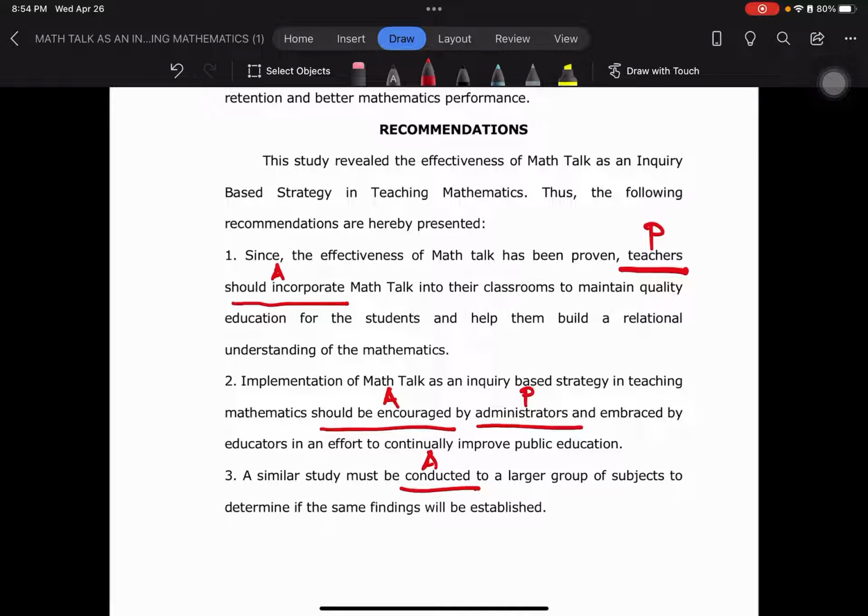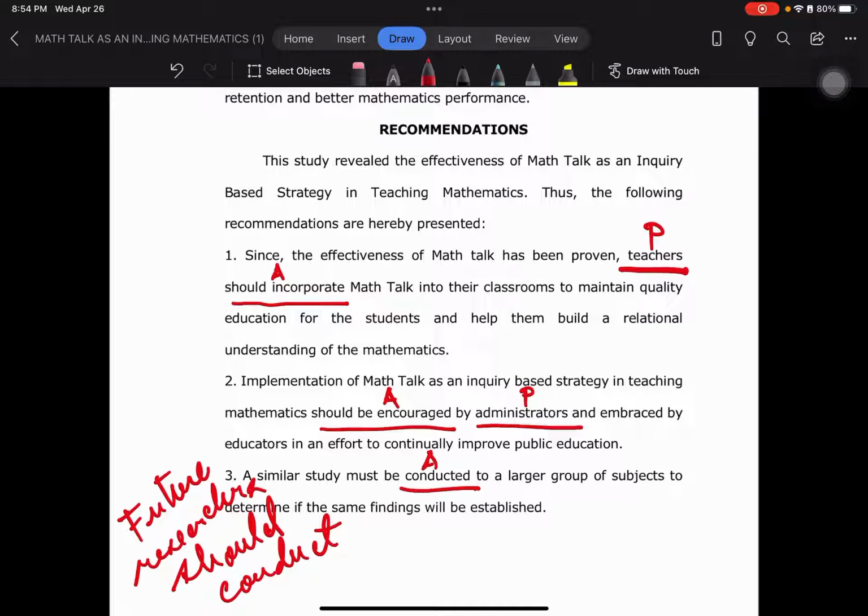So this one should include future researchers. If we are going to include this here, you should write future researchers should conduct, and then you continue a similar study. So you already have the action, and then you have the focal person.